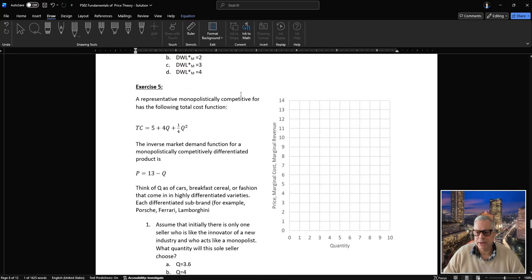Okay, so now let's just stop here and then let's do the last exercise, which is about the monopolistically competitive firm.